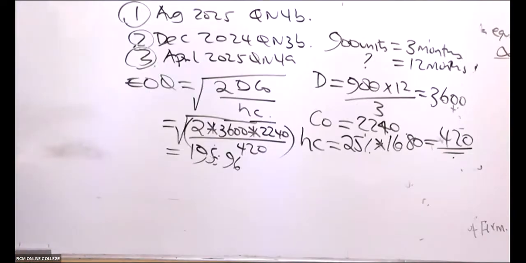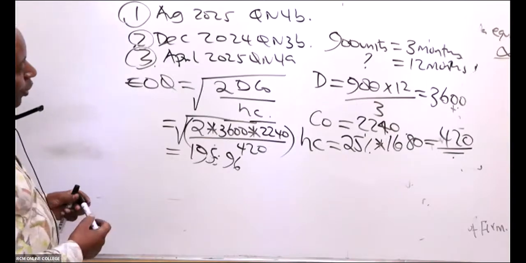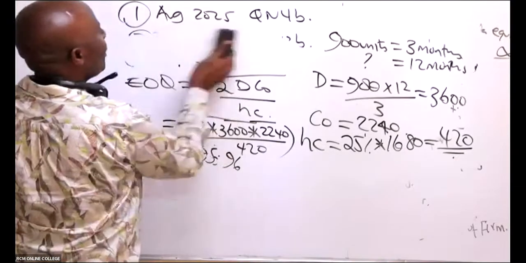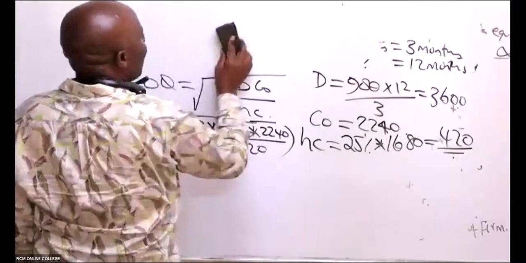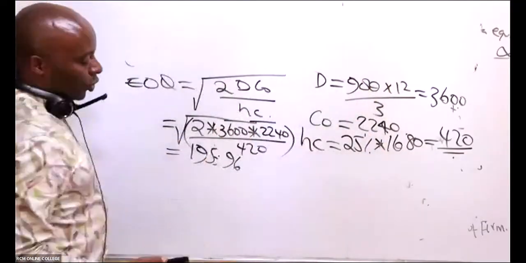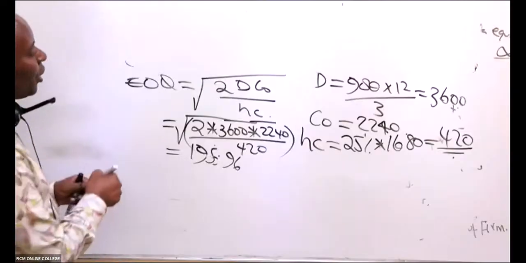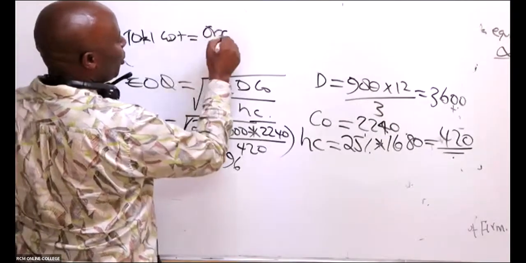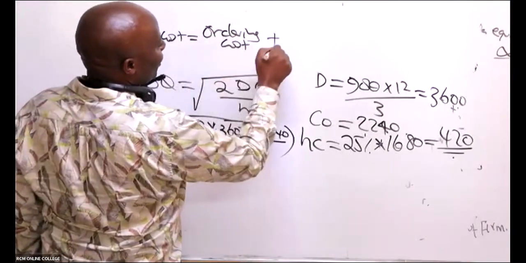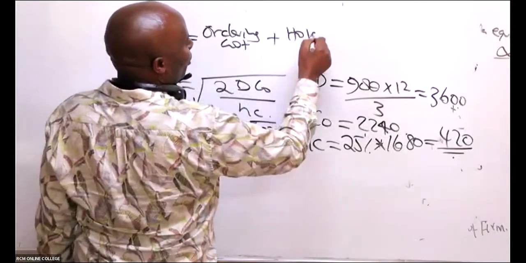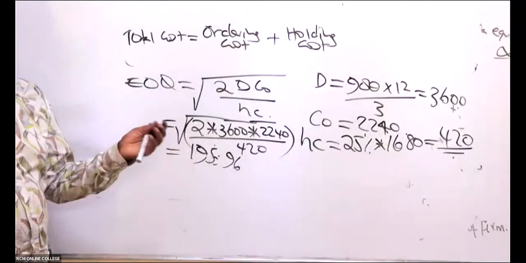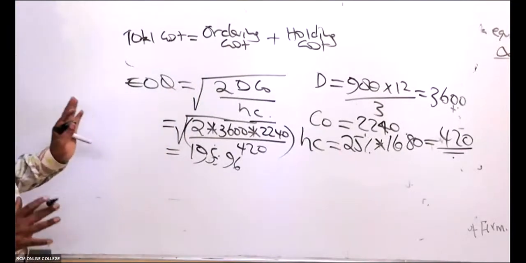So go ahead and give me the total cost for acquiring the EOQ. To get this total cost, this is what I shall do. We are taking ordering cost plus holding cost. Here, we cannot bring purchase cost. Purchase cost is irrelevant because there is no discount. So we only have 2.